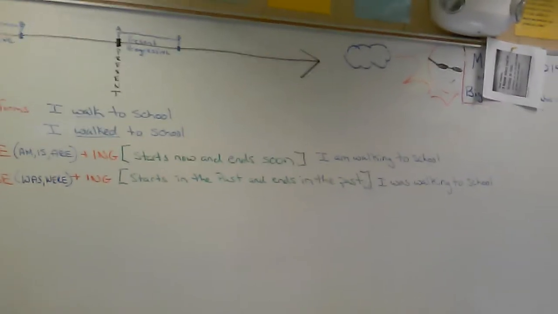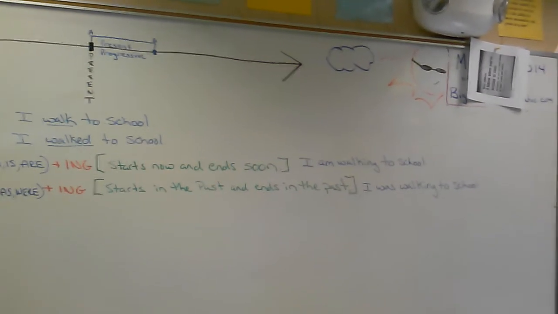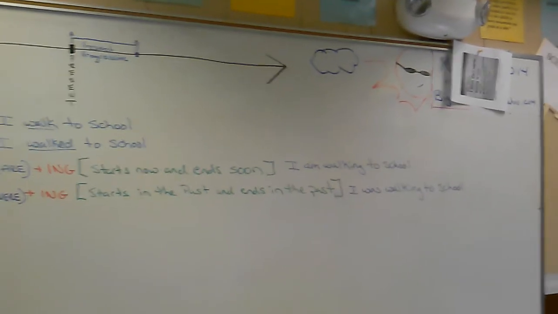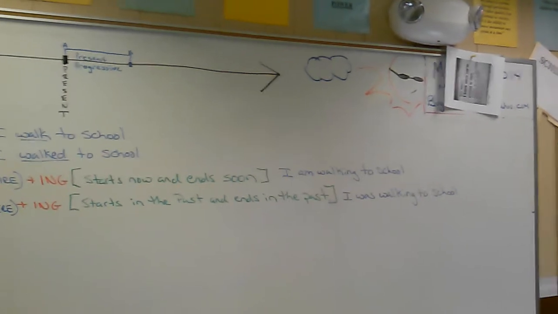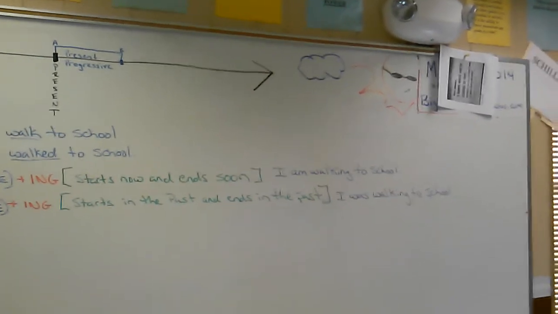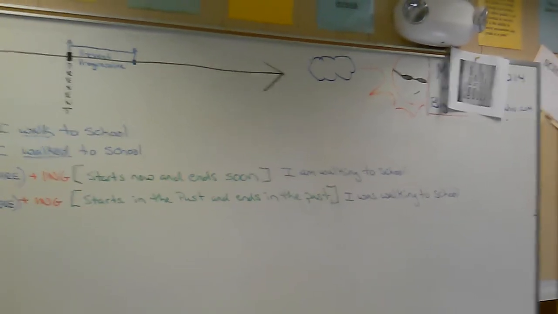Now, the past progressive starts in the past, moves forward in time, and ends in the past. I was walking to school. That means I started from home, I walked to school, but now I'm already in school. I'm talking about when I was walking to school.